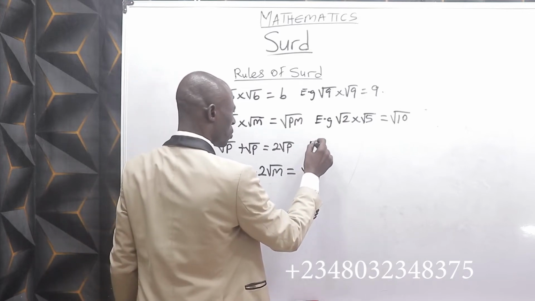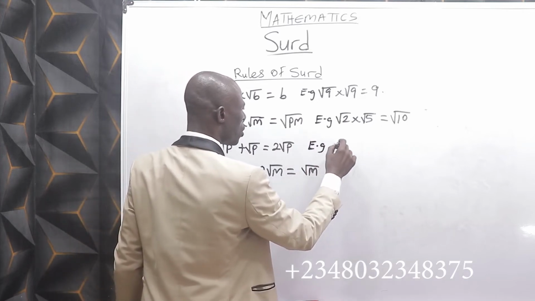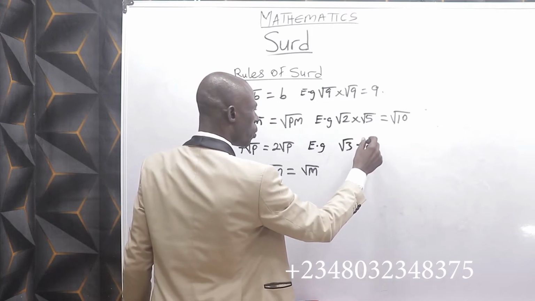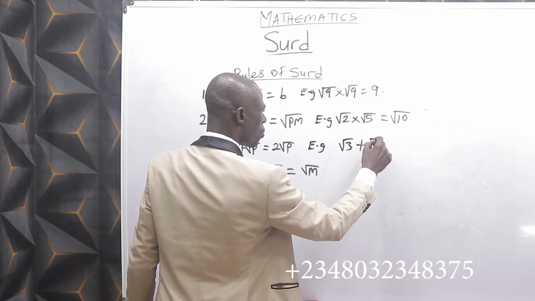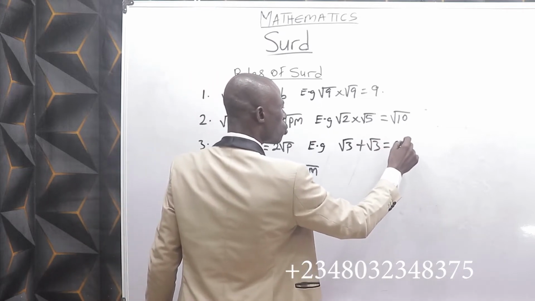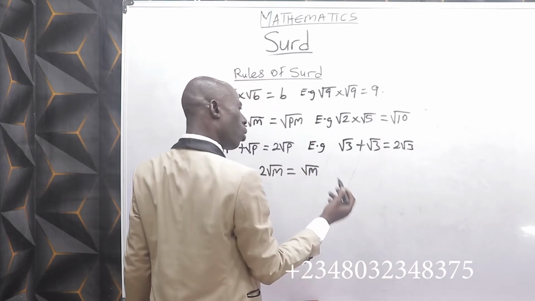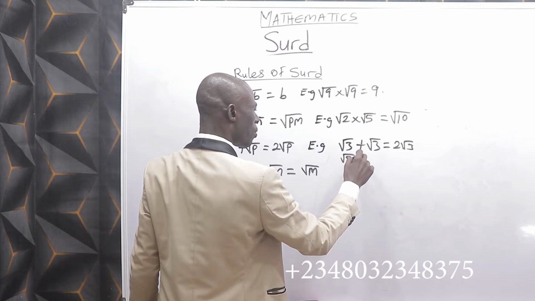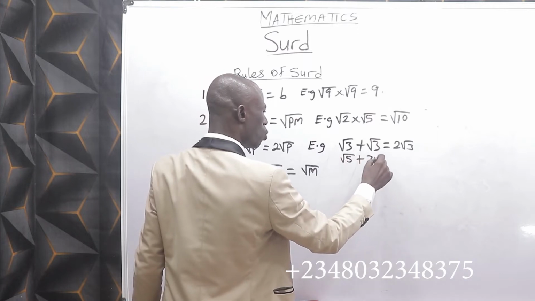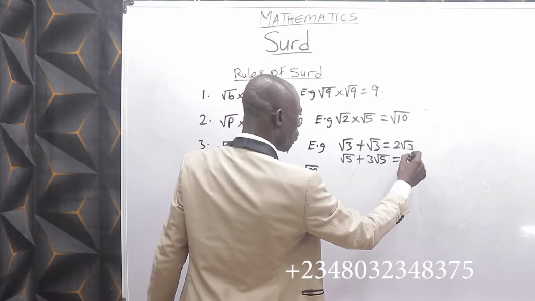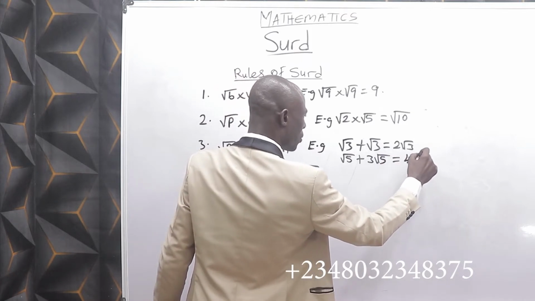For example, you have root 3 plus root 3. This gives you 2 root 3. Also, you have root 5 plus 3 root 5. This gives 4 root 5.